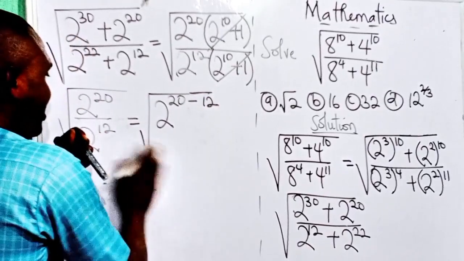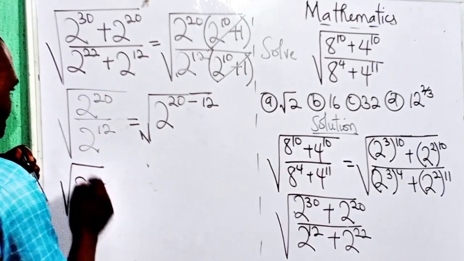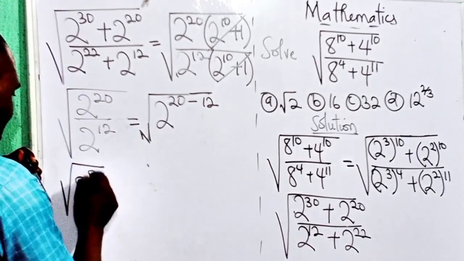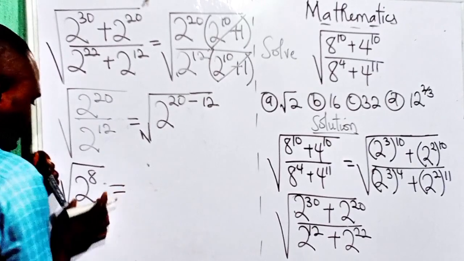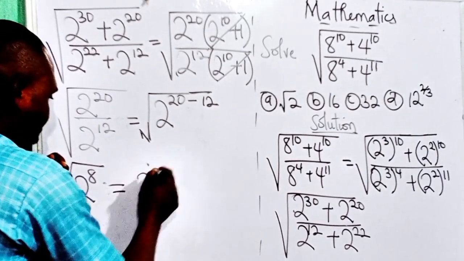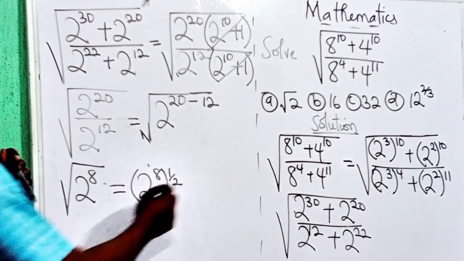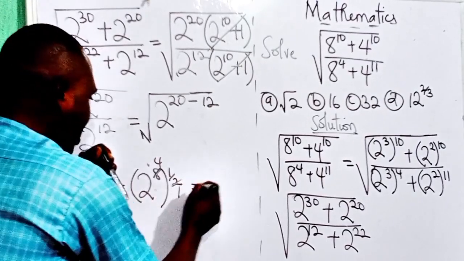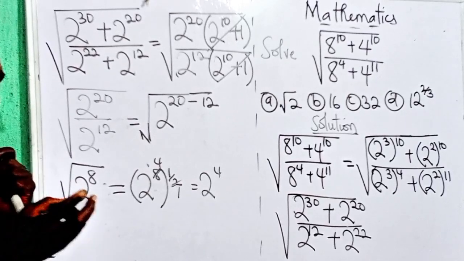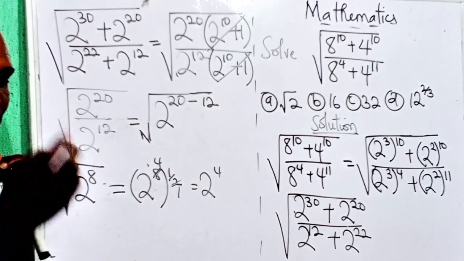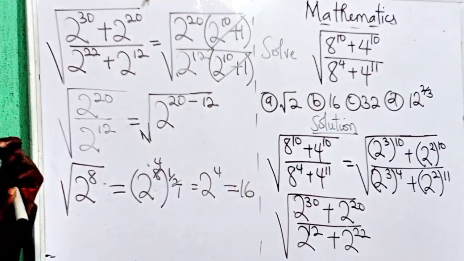And then I can bring up this 12. So my answer now becomes the square root of 2 raised to the power of 20 minus 12, which is 8. Don't forget. All right, now from here this is equal to, I can rewrite this as 2 raised to the power of 8, bracket open, bracket close, 1 over 2. Don't forget. Okay, now 8 halved is 4, so I'm having 2 raised to the power of 4. Now what is 2 to the power of 4? That is 2 times 2 times 2 times 2. 2 times 2 is 4, 4 times 2 is 8, 8 times 2 is 16. So our answer is 16.